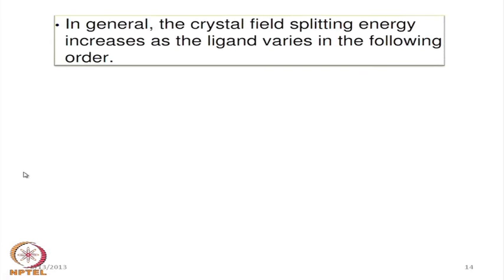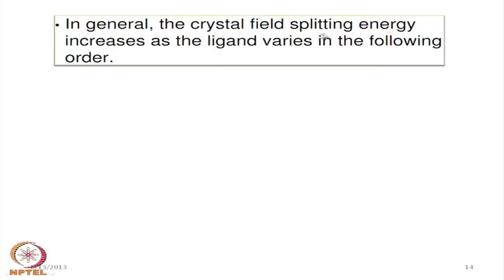So, next we will see how basically the different types of splitting we can have. So, we have the delta value, that means the splitting parameter, the crystal field splitting energy, which we can also calculate, and the other is the corresponding pairing energy term.